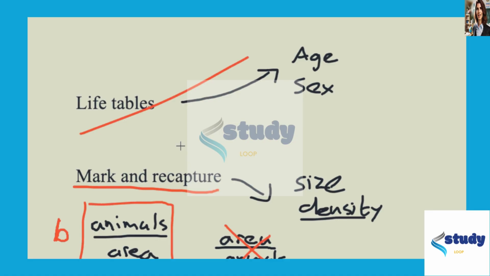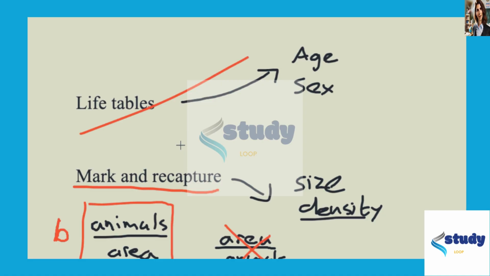For example, if you capture 100 birds on the island initially and then tag all of them, and if you come back later and you catch 100 more birds and all of them are already tagged, that essentially means that there's only the 100 birds on the island.